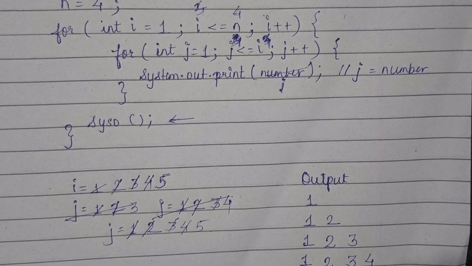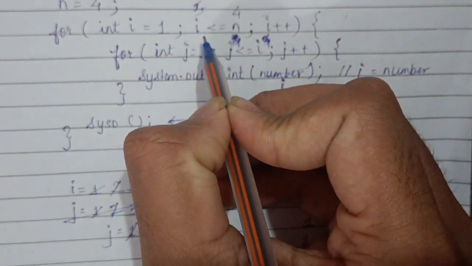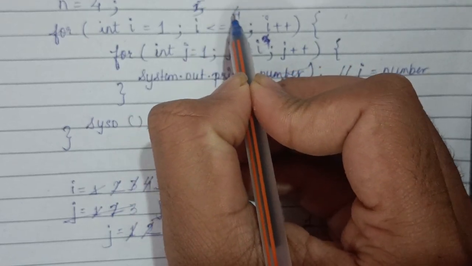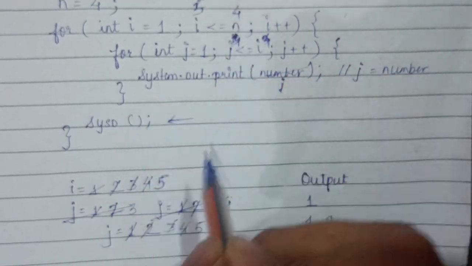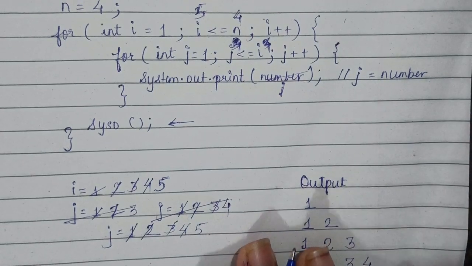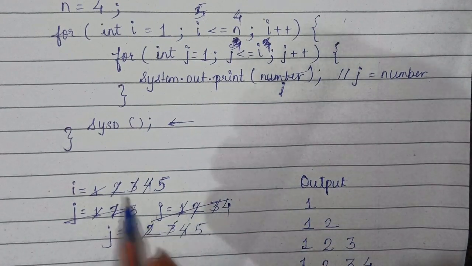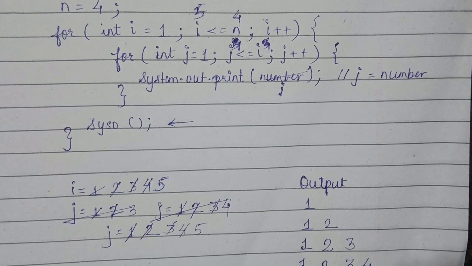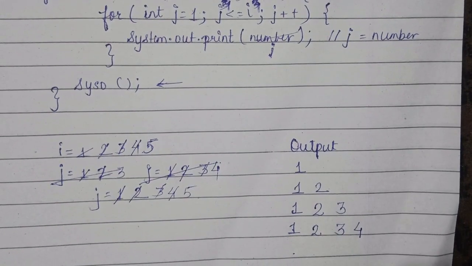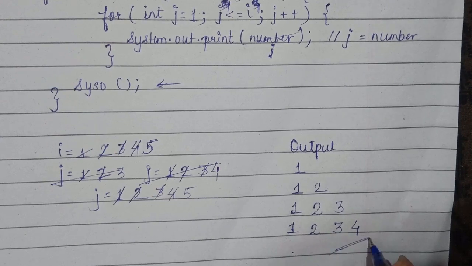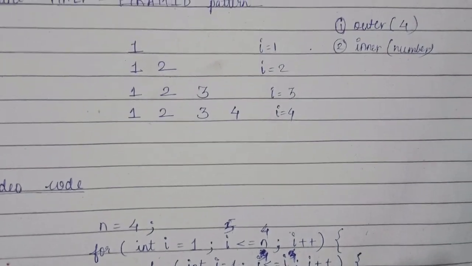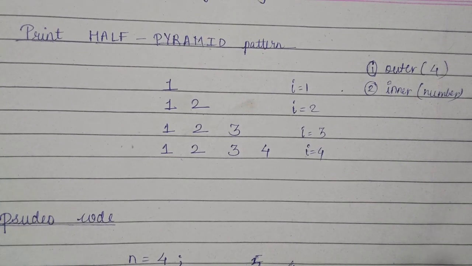Then it will check the condition: is 5 less than or equal to 4? The condition is false. If the condition is false, then the outer loop will be terminated here. Now see the output. We have got the output here as we wanted, the half pyramid pattern.